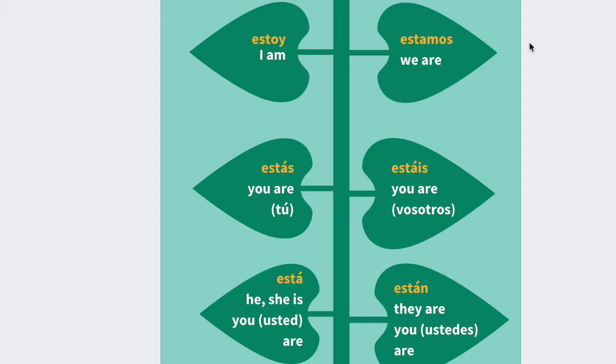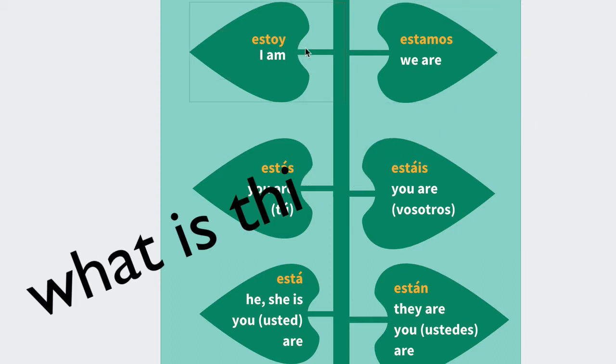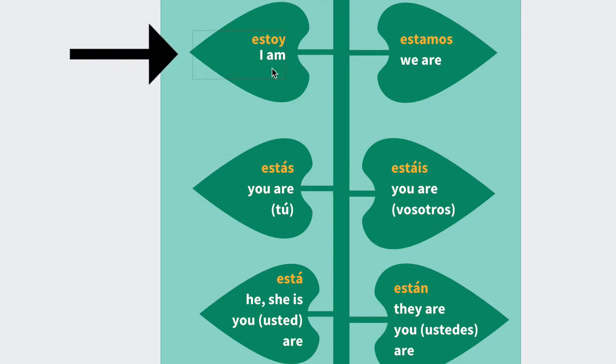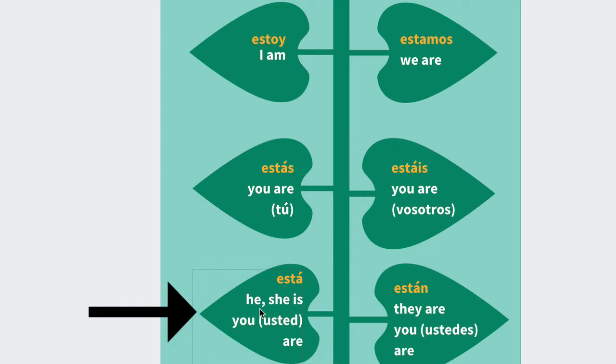I'm now going to go through the verb and underline specifically what each of the different parts actually mean. Vámonos. Estoy means I am. So estoy, I am. Estás. Estás means you are in the tú or friendly form. Estás. Está. Está means he is or she is or you are in the polite form, the usted form. Está.